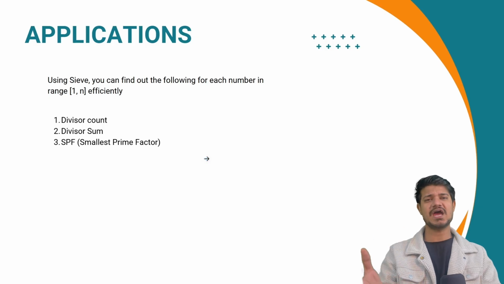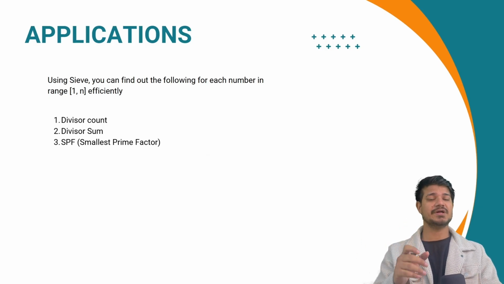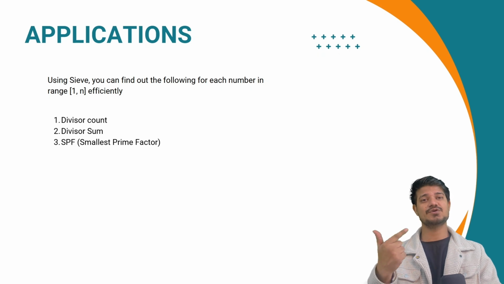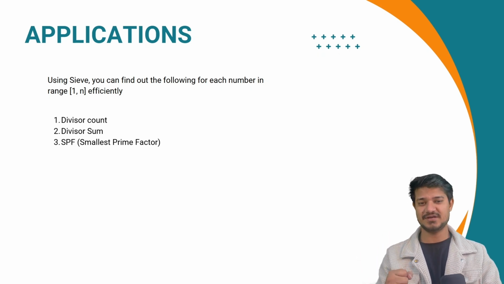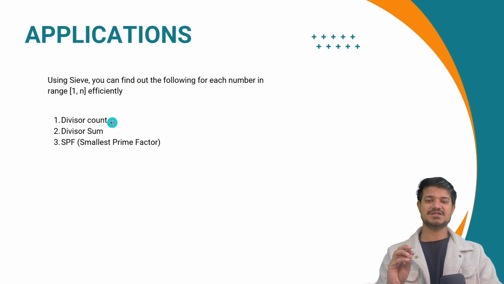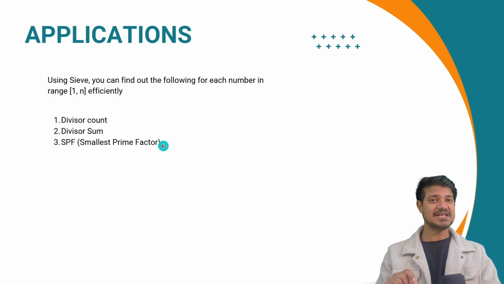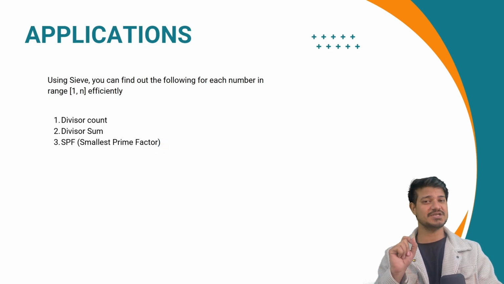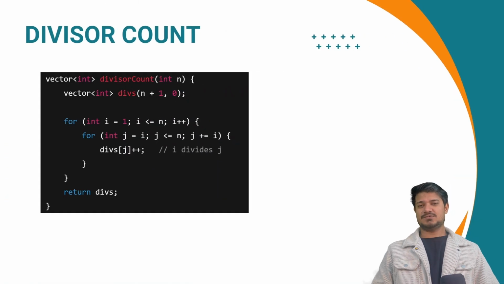And what is the use of SPF? For each number, when you have the smallest prime factor, you can actually prime factorize a number in log n time instead of square root of n time, right? And that is why SPF is important. So let's learn in this lecture divisor count and divisor sum using Sieve, and in the next lecture we'll learn the SPF using Sieve, and we'll also learn how we can prime factorize once you have SPF of each number. All right, so let's start with the divisor count.